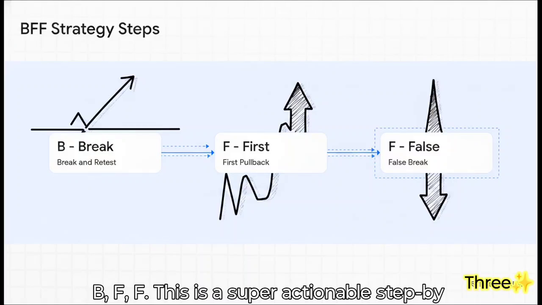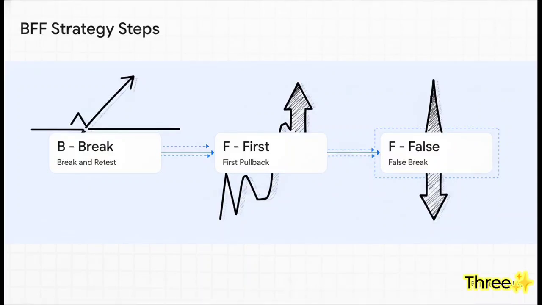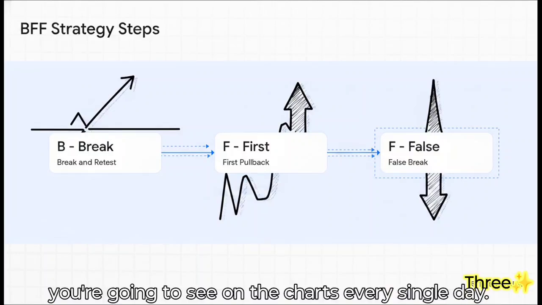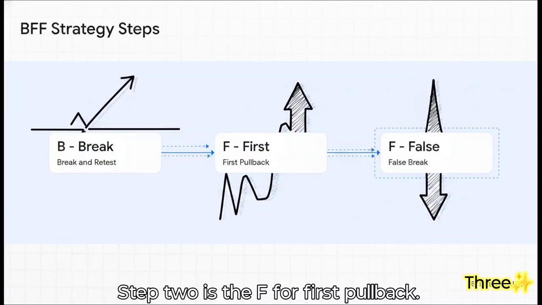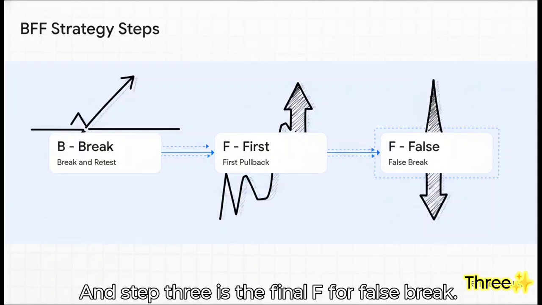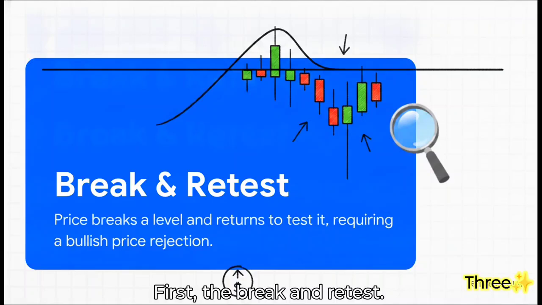BFF. This is a super actionable step-by-step playbook to categorize the specific setups you're going to see on the charts every single day. Step 1 is the B for break and retest. Step 2 is the F for first pullback. And Step 3 is the final F for false break. Let's break them down.